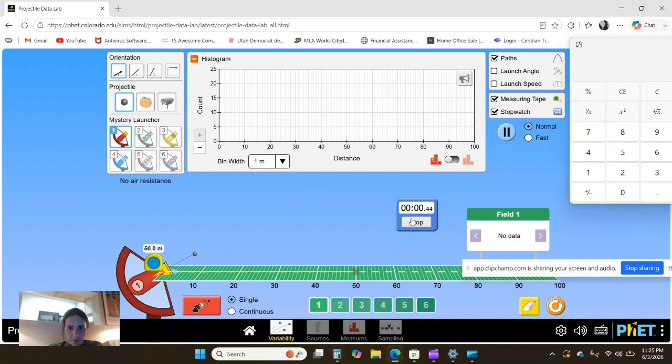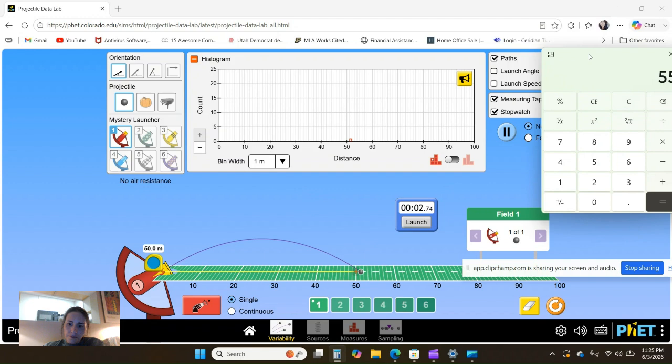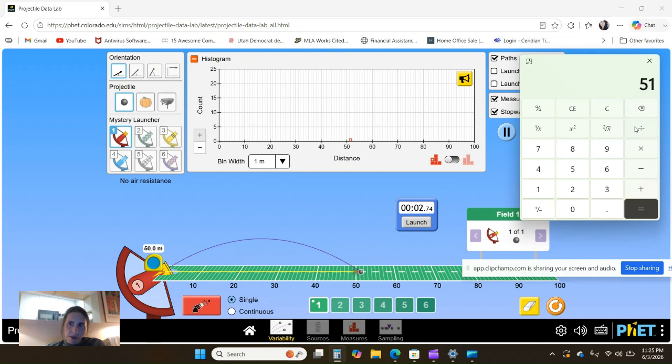As you can see, when I stopped it, 51 meters is the distance or displacement. So I'm going to take 51 and divide that by the time, which is 2.74. I'm going to round to 2 decimal places because sometimes velocities are similar. So the velocity of the first projectile is going to be 18.61.